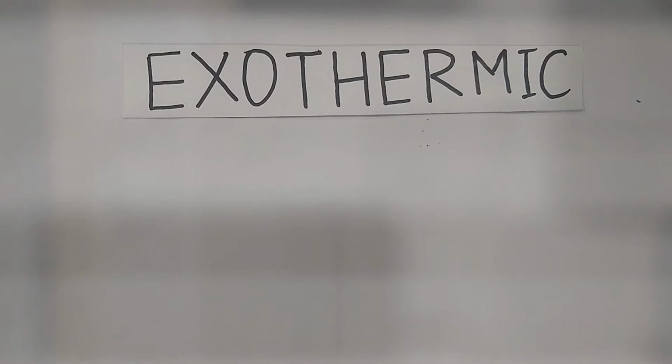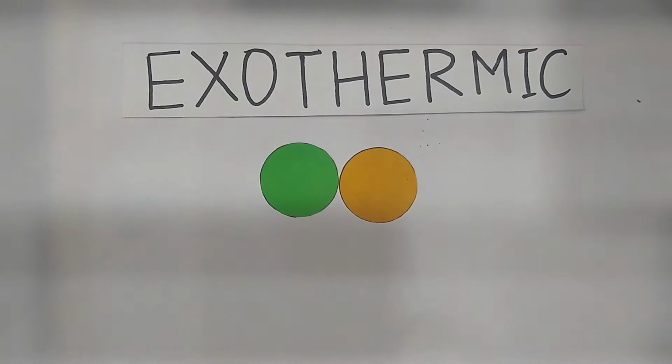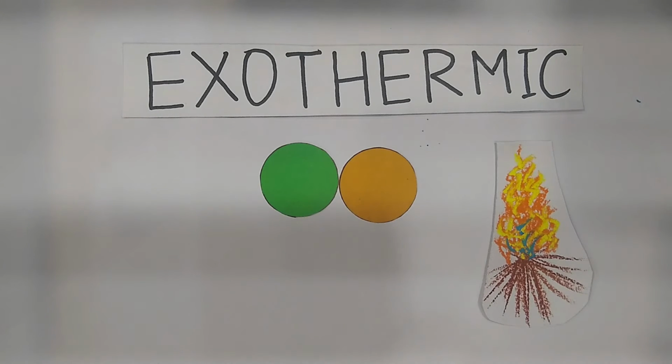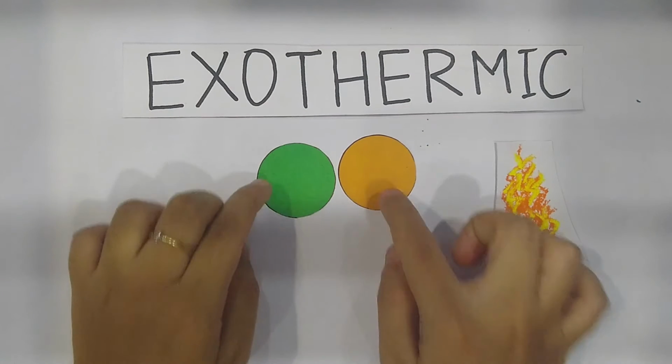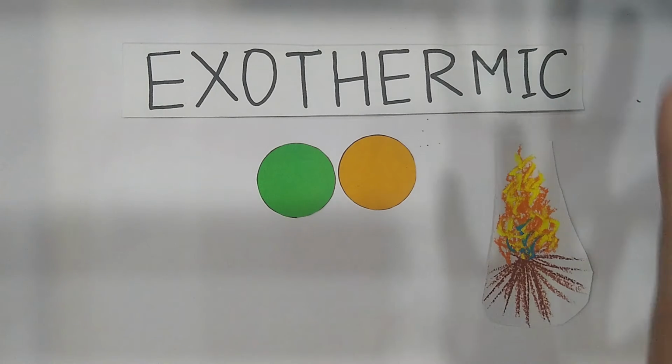Now let us summarize what happens in an exothermic reaction. To begin with, products are being formed and also energy or heat is being released. Alright, so products are formed and energy is released.